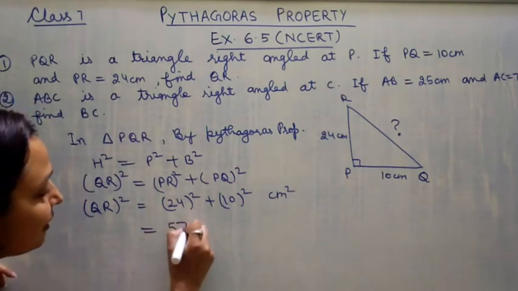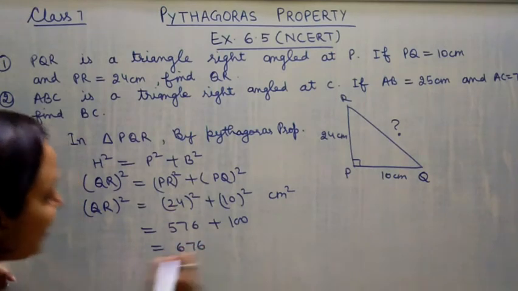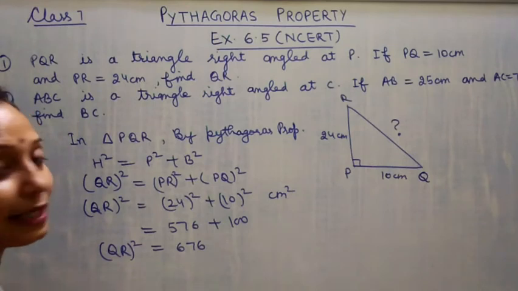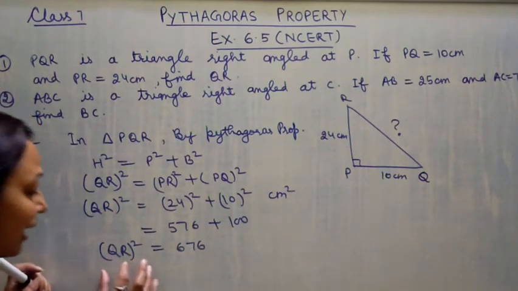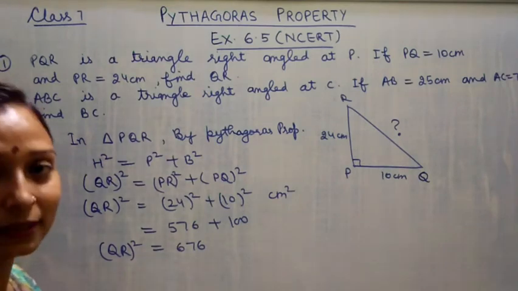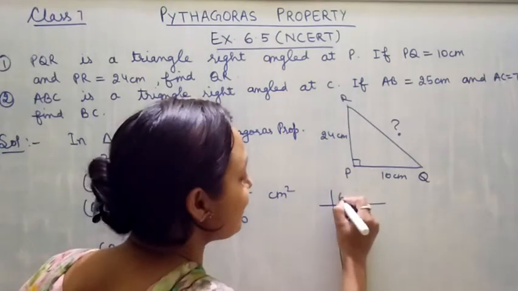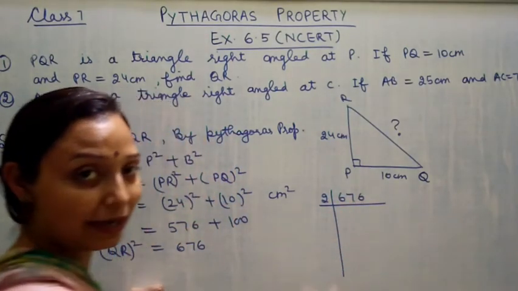It is 576 plus 100, that is 676, and this is QR whole square. Now I want to make the square on this side so that square and square will cancel and I will equate the length. Okay, so how can you solve it? You all know how to find the square root of 676.